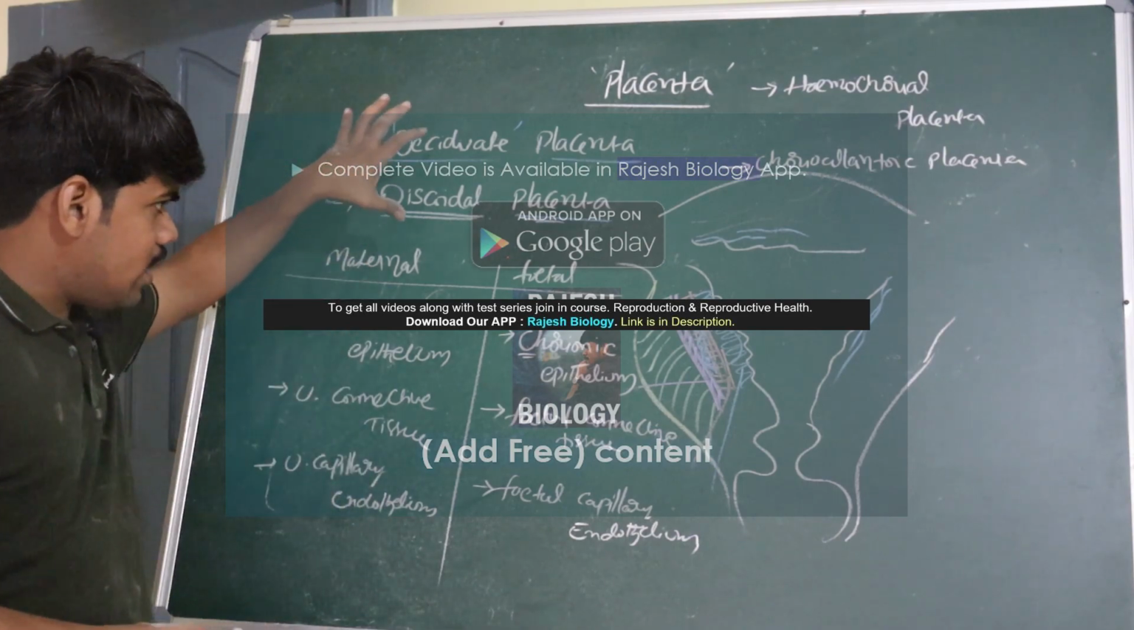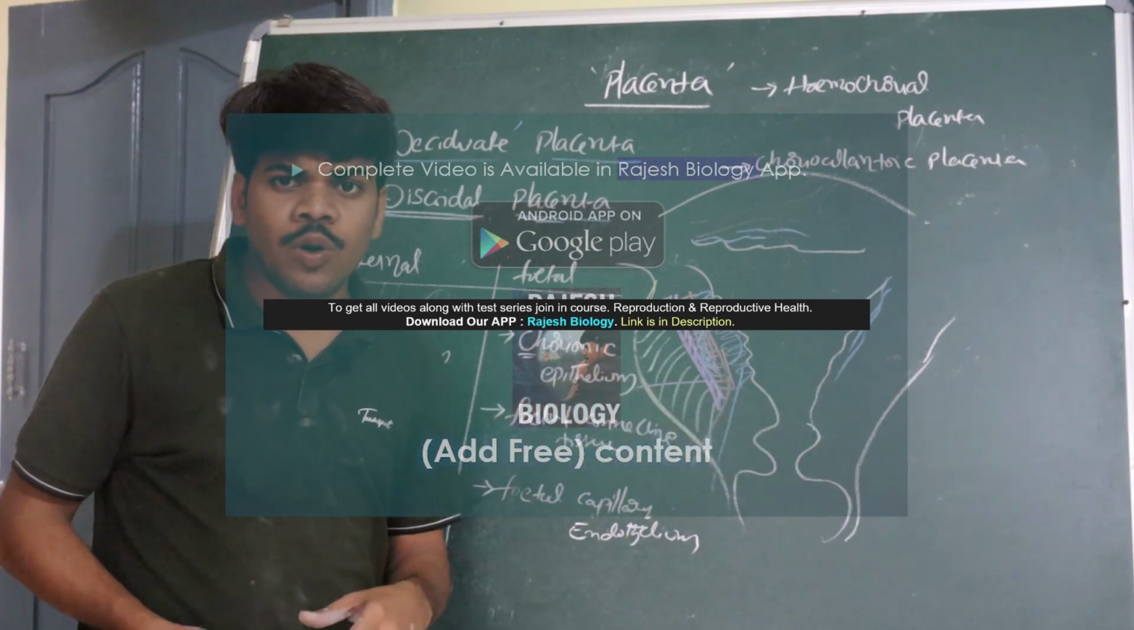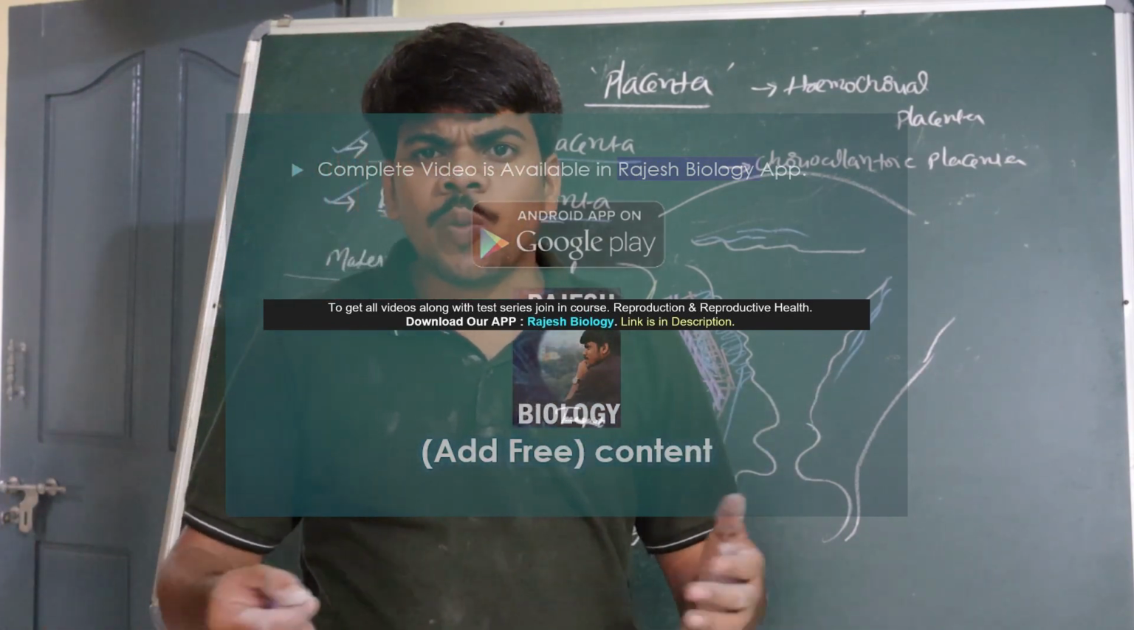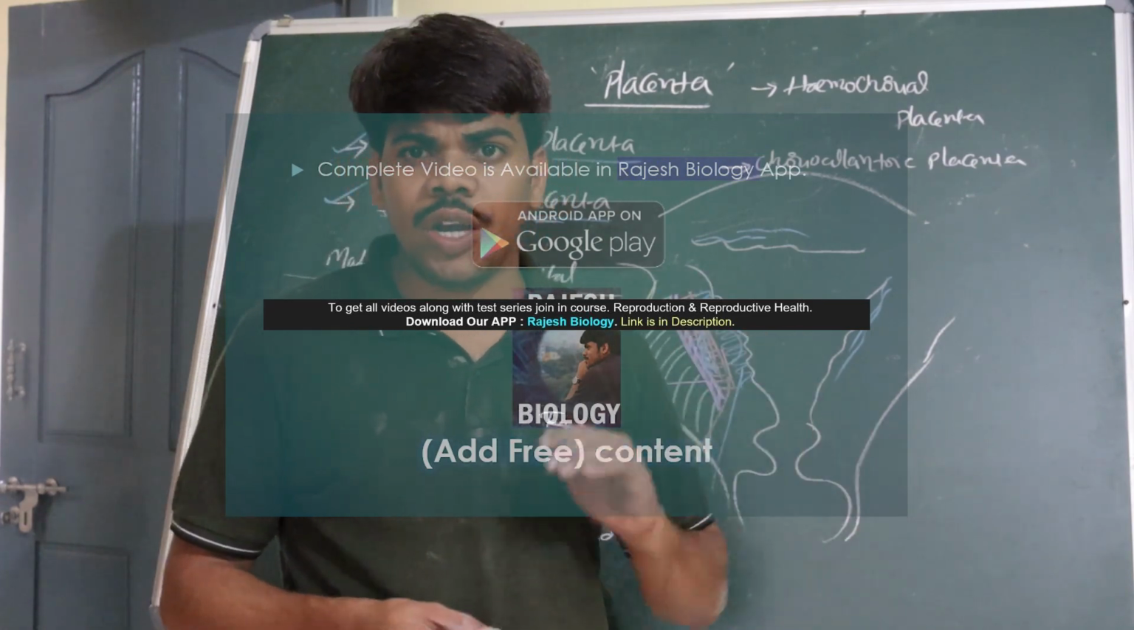Okay, I'll erase these differences and use this diagram. Then I'll let you know how the placenta is formed. Then automatically you will know why it is called chorioallantoic placenta and why it is called hemochorial placenta also.